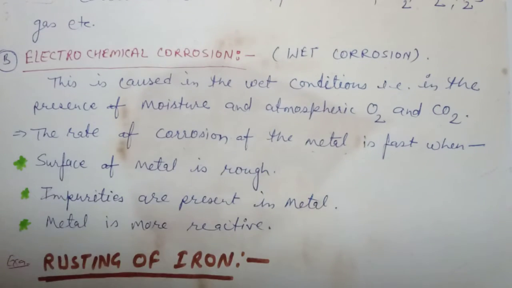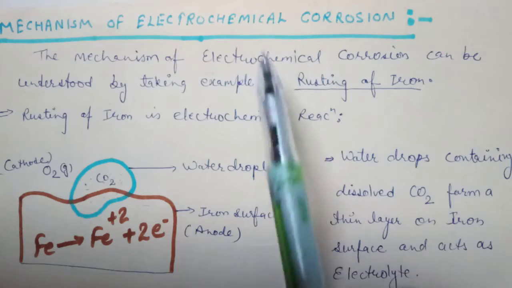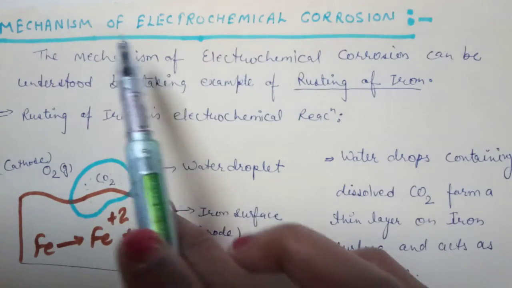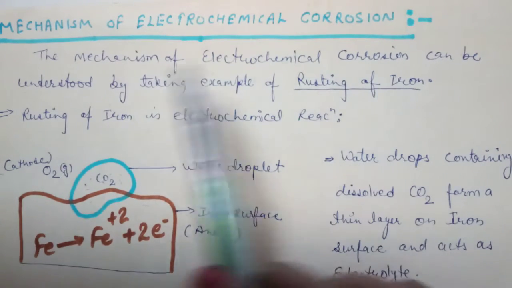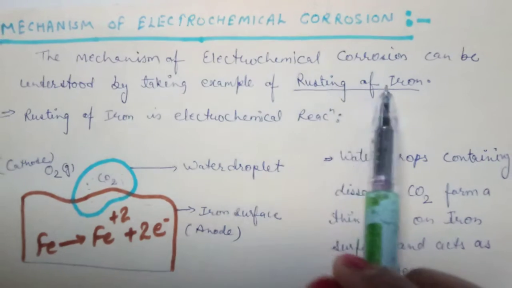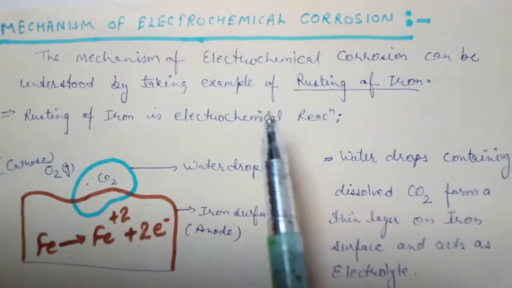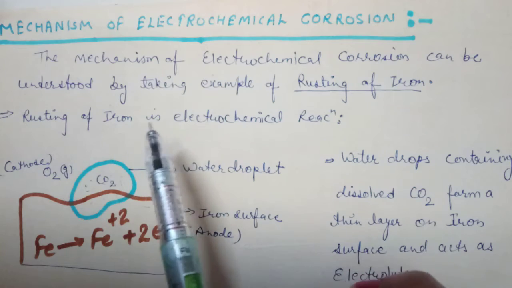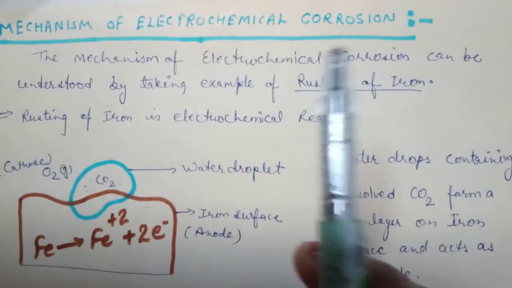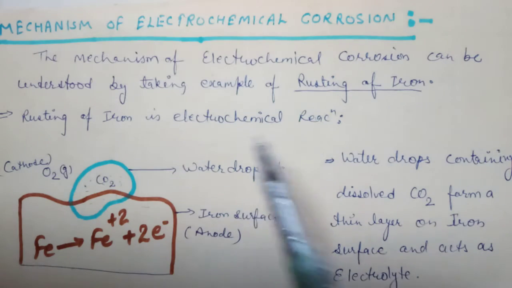Now we will take the example of the rusting of iron. The mechanism of electrochemical corrosion can be understood by taking the example of rusting of iron. Rusting of iron is an electrochemical reaction. It is a very important question for this year: explain that rusting of iron is an electrochemical process, or electrochemical phenomenon. How? So we will take the complete derivation of this.